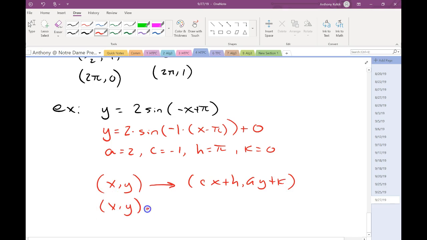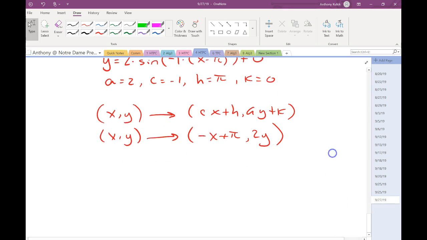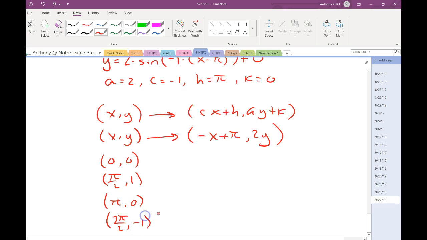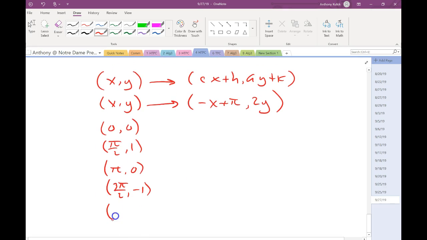So in our case, C is negative 1, H is pi, A is 2, K is 0. So I've just filled in the specific values for this function for my A, C, H, and K. And now, because we're doing a sine function, I'm just going to copy down my key points for sine. And I'm just going to perform my transformation.